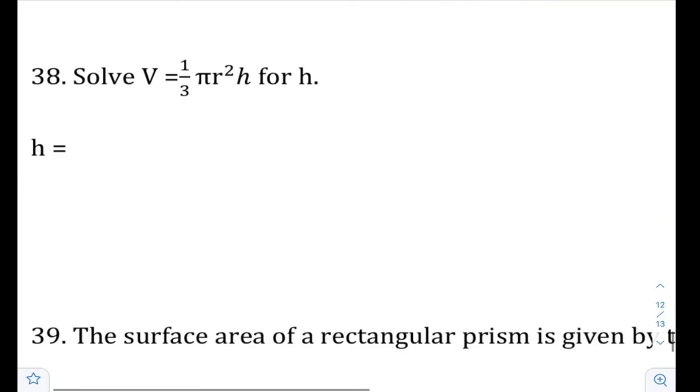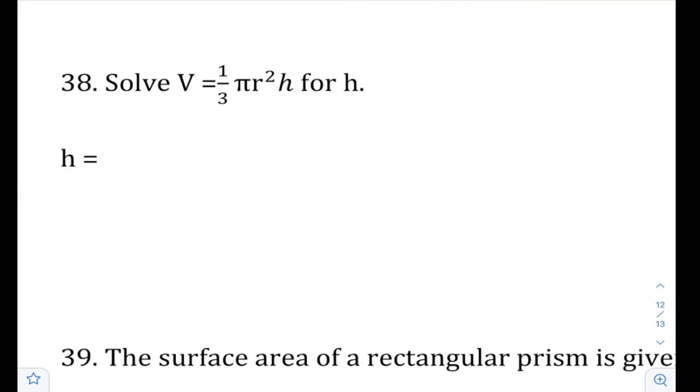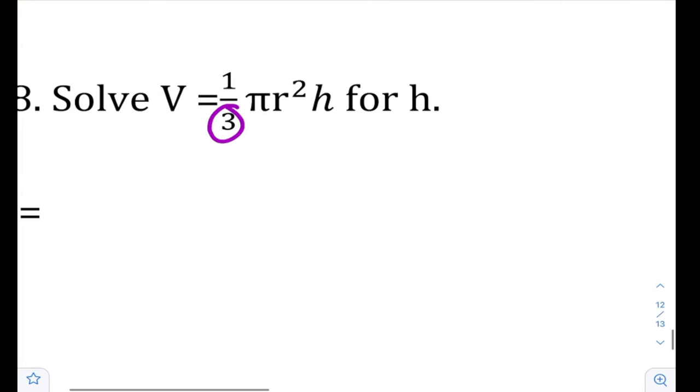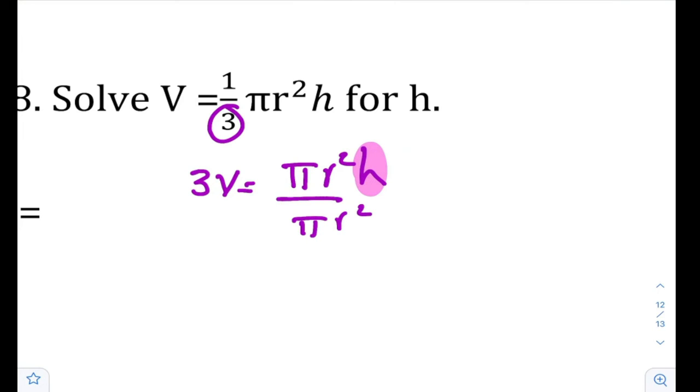Solve the volume formula for h. Step 1, multiply by 3. So it's 3v is equal to pi r square h. You need h. So divide by pi r square both sides.